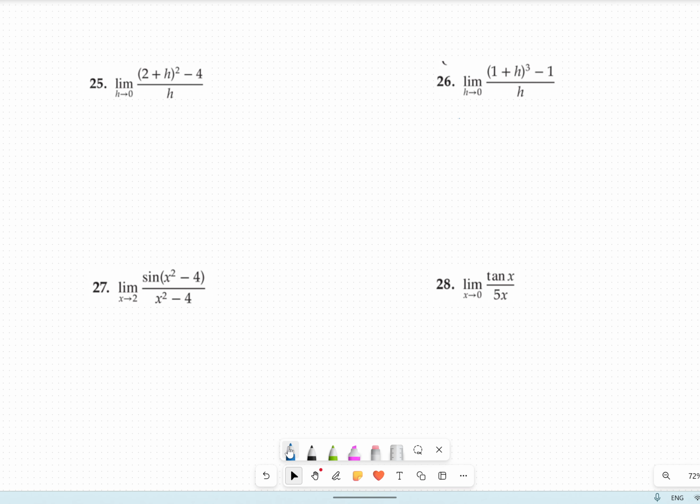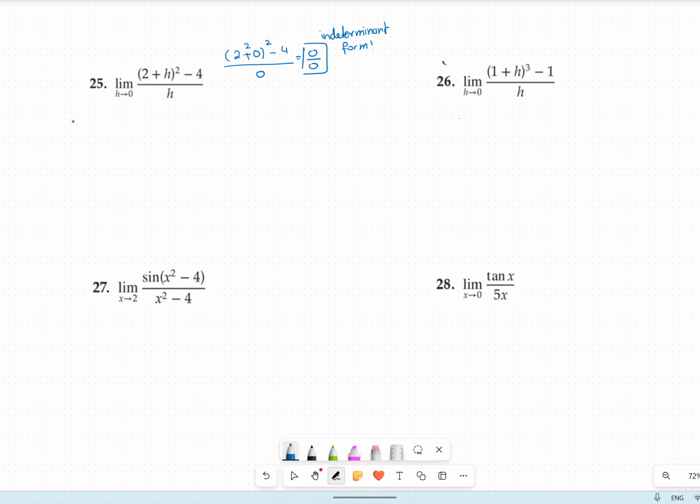Now to start with question 25, I always start with direct substitution. Limit as h goes to 0. If I substitute 0 in the place of h, it will be 2 plus 0 squared minus 4 over 0. 2 plus 0 is just 2. 2 squared is 4. 4 minus 4 is 0 over 0. Whenever you get 0 over 0, this is called indeterminate form. What does indeterminate form mean? It does not mean there's no solution. It means that we can maybe find the solution with another method.